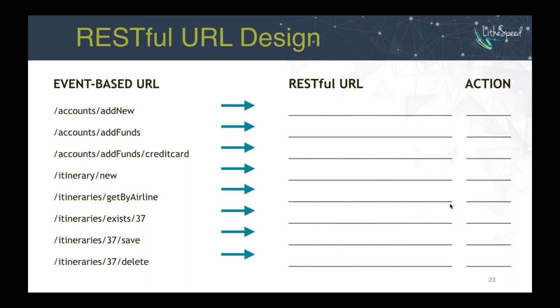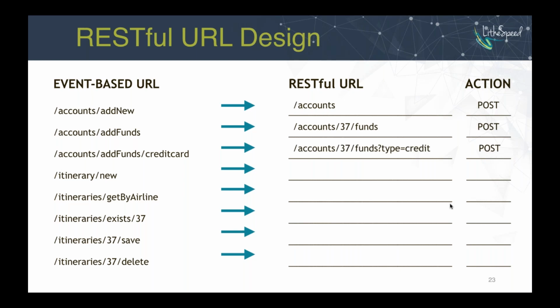So when we teach teams how to do RESTful design, we start to think about things from an object-oriented point of view. So instead of looking at an event-based URL, we say, all right, what is the actual object here, and what's the action that we're taking? So if we're going to add funds, well, really what we're looking at is for a particular account. So we're going to go to our accounts object. We're going to look for user number 37, and we're going to look for the funds object under user number 37, and we're going to use the post function to be able to add additional funds into that thing.